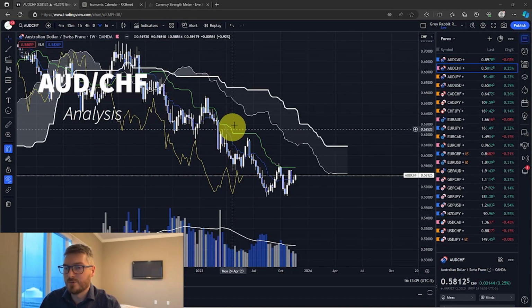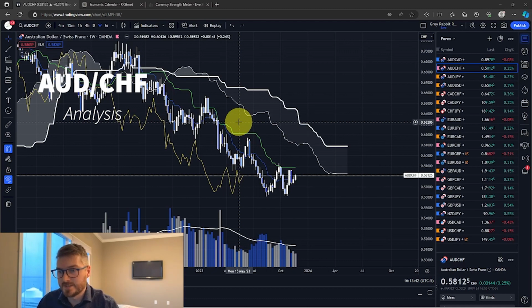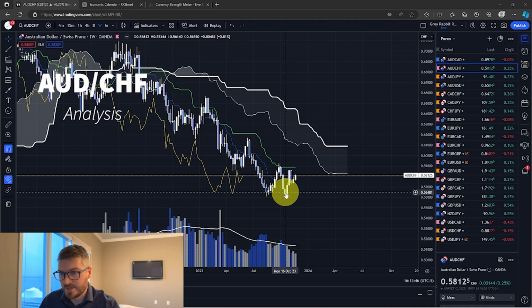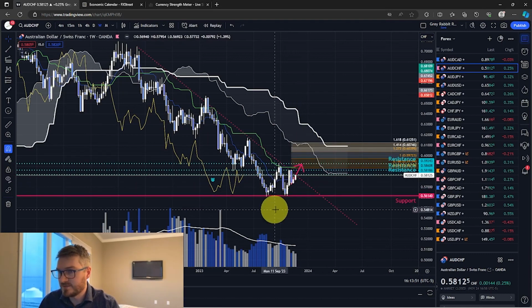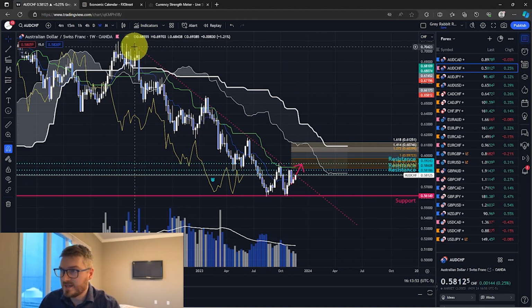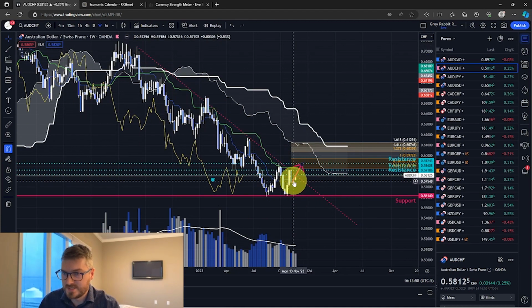Okay guys, now we're here, Australian dollar, Swiss franc on the weekly. And so right now what I'm seeing right off the bat is that we have a double bottom here. And so I'm expecting price to be reversing back in this direction, in the bullish direction. And if you look at this major trend line here that we have, you see that price is just about to close outside of this, right?